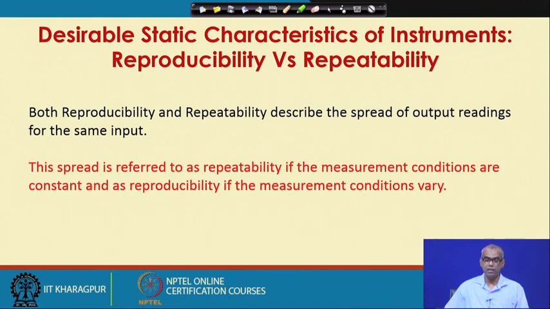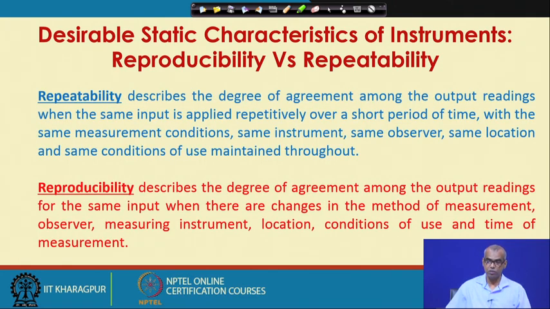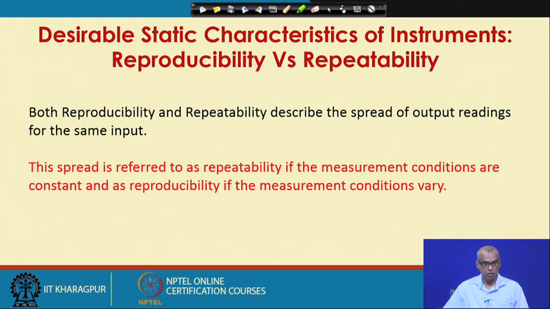So, both reproducibility and repeatability describe the spread of output readings for the same input, because they describe the degree of agreement among readings. So, if there is good agreement among readings, there will be low spread of distribution. If there is not good agreement among the output readings, the spread of the distribution will be large. So, both reproducibility and repeatability are a measure of spread of output readings for the same input.